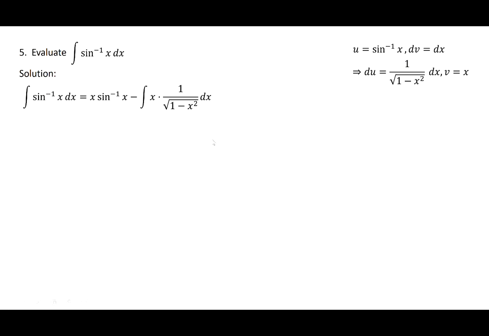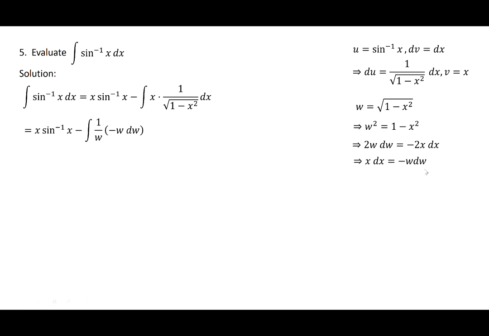And so now the question is, how do we integrate this one? X times 1 over square root of 1 minus x squared dx. All right. Could we use substitution for this? Yep, we did this one back in 5.5. So w equals square root of 1 minus x squared, we say. W squared is 1 minus x squared, implies 2w dw is negative 2x dx. And so x dx itself is negative w dw. So plug that in and you would be in business.